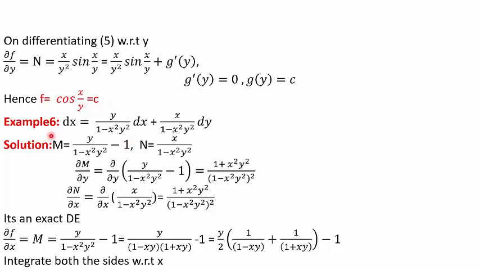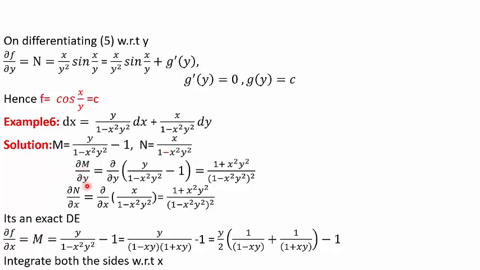In the sixth example, we have the differential equation dx is equal to y/(1 − x²y²) dx + x/(1 − x²y²) dy. We bring this dx on the right hand side. So when dx is brought to the right hand side, my M becomes y/(1 − x²y²) − 1. And N is x/(1 − x²y²).